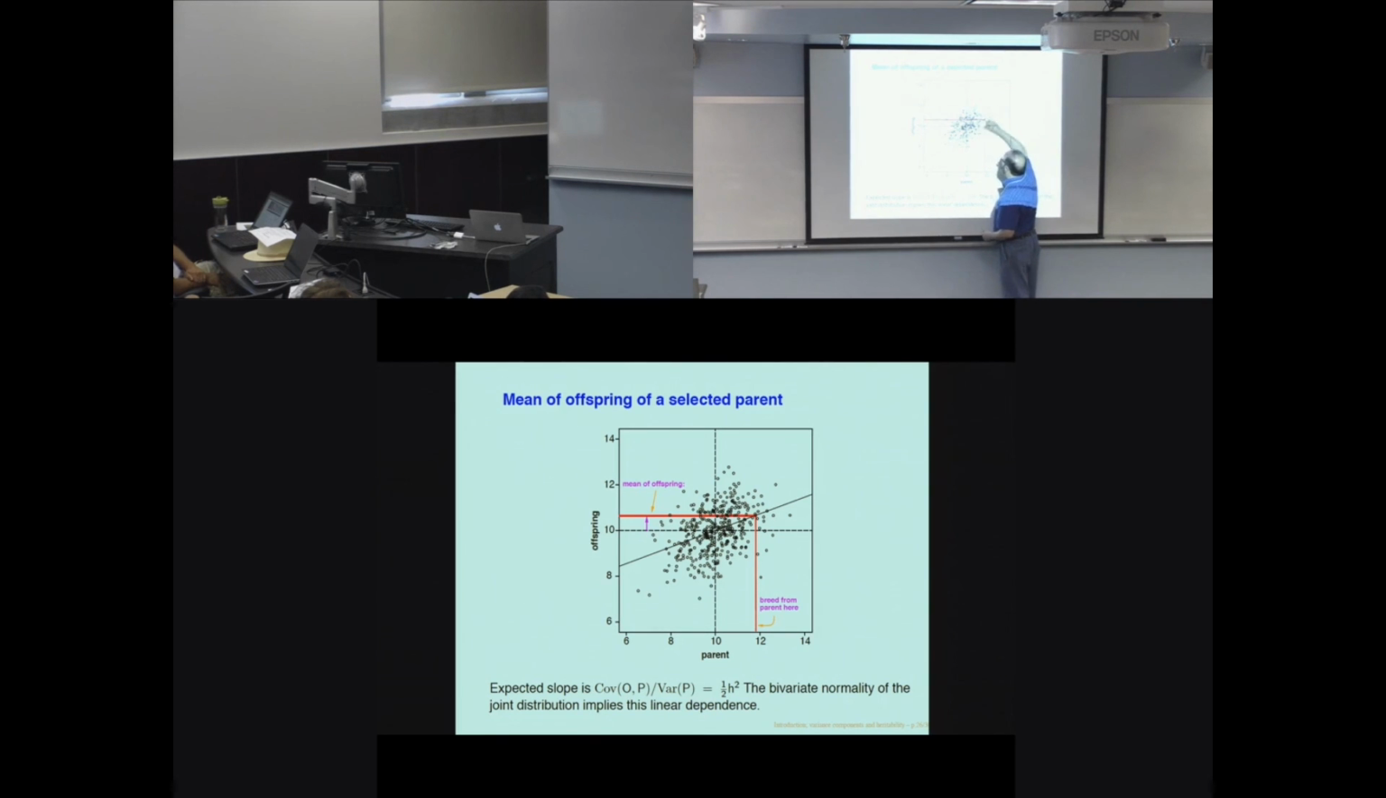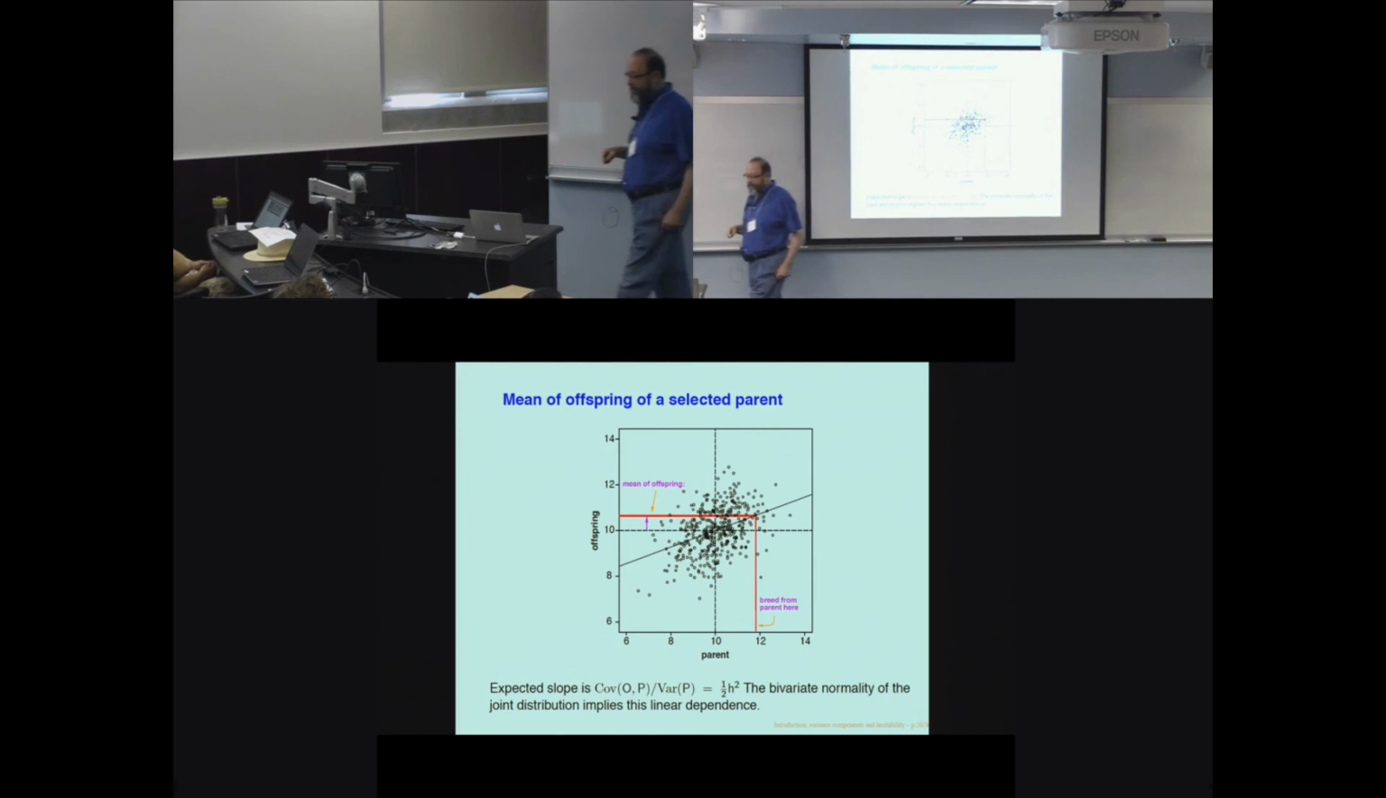Now, this is a bivariate normal distribution. In a bivariate normal distribution, the conditional distribution of a slice like this is a normal distribution whose mean sits right on the regression line, the theoretical regression line in this case. So the mean of their offspring, if you do enough of them, will be here. So that says that selecting from parents who are here, you get offspring which on average are there. 10 is, by the way, the mean of the population in both the parents and the offspring.